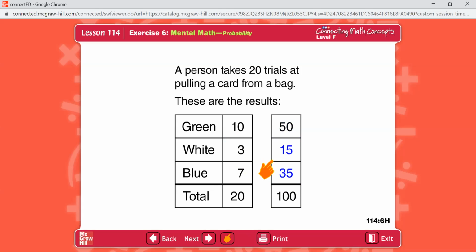To work these problems, you change mixed numbers into fractions. Again, this is part 4 in your textbook. To work these problems, you change mixed numbers into fractions.